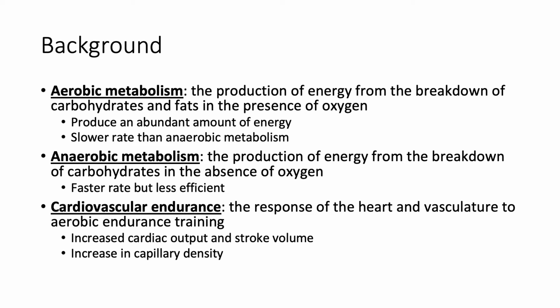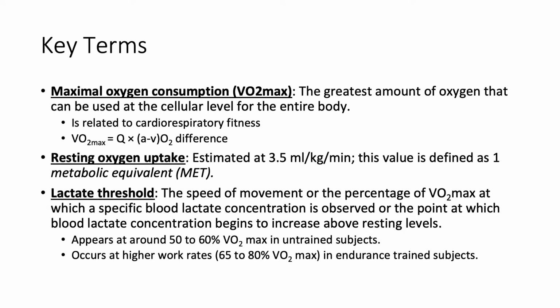Cardiovascular endurance is the response of the heart and vasculature to aerobic endurance training. So as you become more trained, there's an increase in cardiac output, an increase in stroke volume, and also an increase in capillary density, which leads to additional blood flow and delivery of oxygen into the muscles. Maximal oxygen consumption, or VO2 max, is the greatest amount of oxygen that can be used at the cellular level for the entire body. It is often related to cardiorespiratory fitness. VO2 max is the product of cardiac output times arteriovenous difference. So as your fitness improves, so should your VO2 max. In general, we see higher VO2 max values in healthy individuals, male individuals, trained individuals, and in younger individuals.